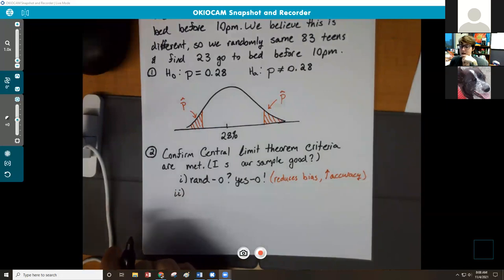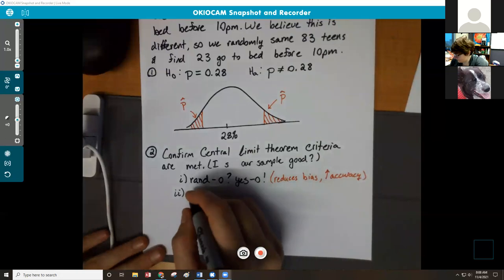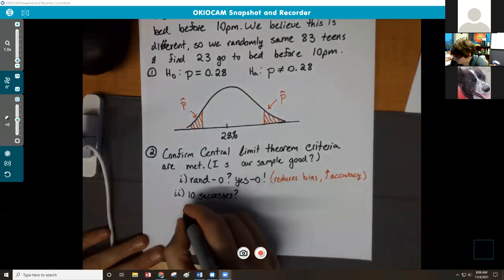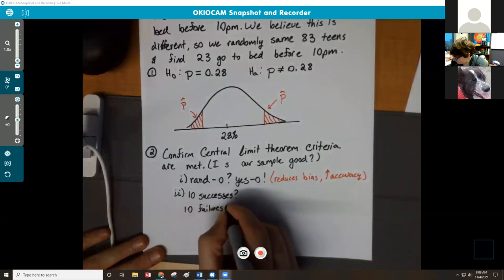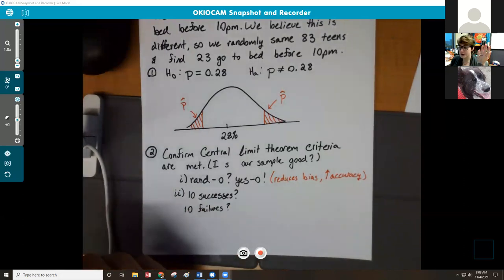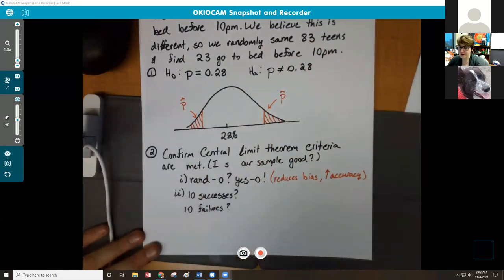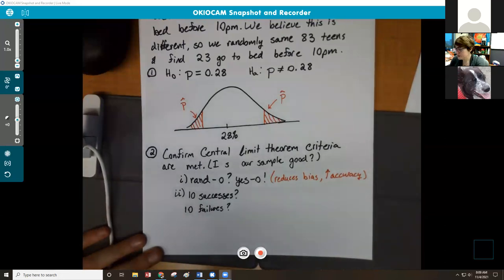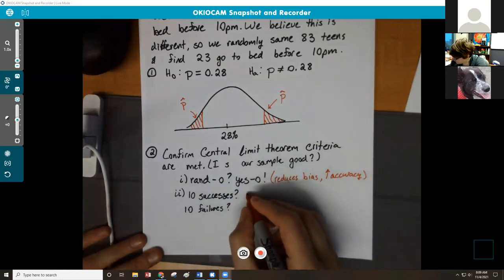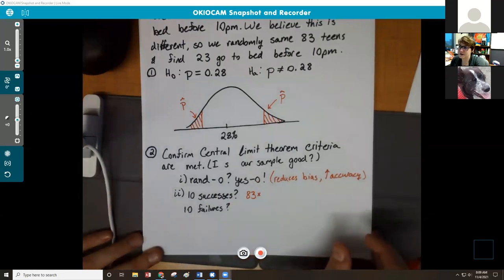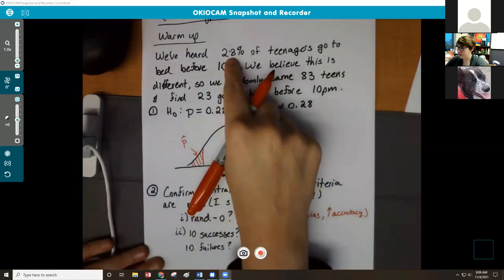Now, the second thing that we want to look at is to see if our sample is big enough. To see if our sample is big enough, we want to confirm that we have 10 successes and 10 failures. So, are we going to be projected to have 10 successes and are we going to be projected to have 10 failures given a sample size of 83? When we're calculating whether we have 10 successes or 10 failures, we're trying to see if the sample size that we're choosing to use is big enough before we even gather the sample. So, to figure out if we have at least 10 successes and 10 failures, we need to take 83 times... well, out of those 83 people, how many do we think are actually going to be successes? That is, teens that go to bed before 10 p.m. Well, we would expect 28%.